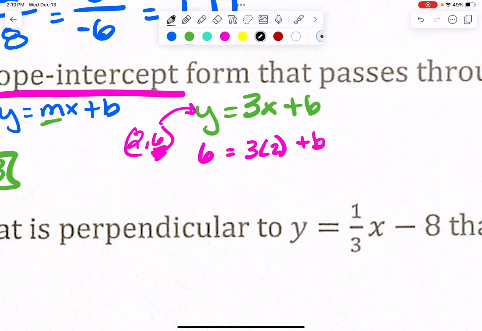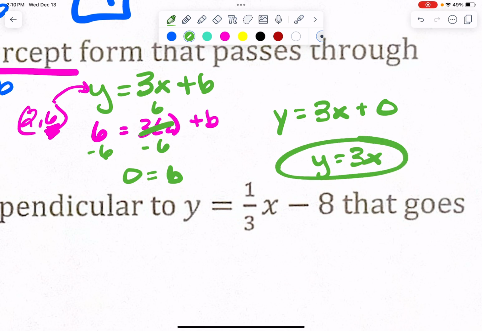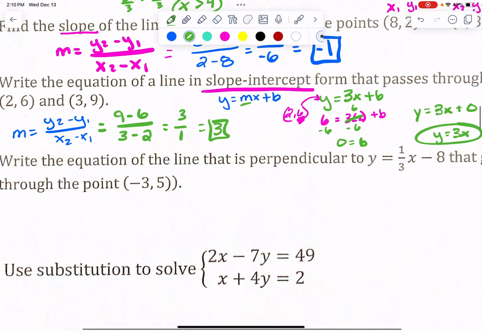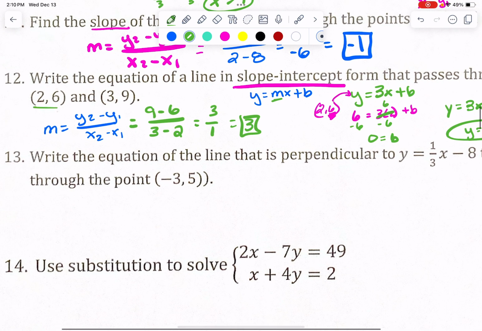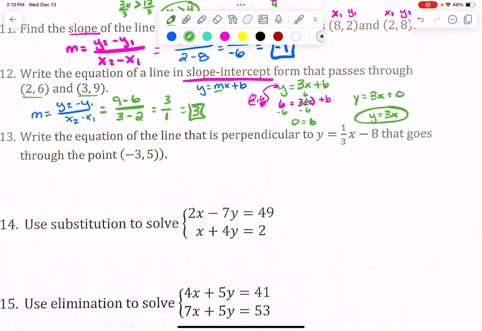So I've got that going on. 3 times 2 is 6. If I subtract the 6 over to get b by itself, I get 0. So final answer, y equals 3x plus 0. Or you can just put y equals 3x. And that is your final answer. So that is the equation of the line that goes through these 2 points. Y equals 3x.